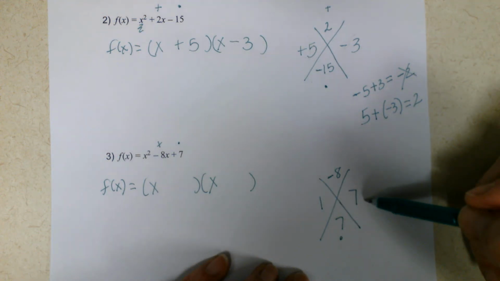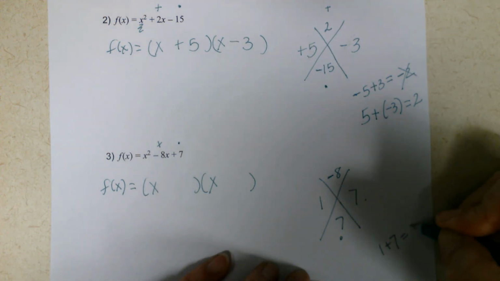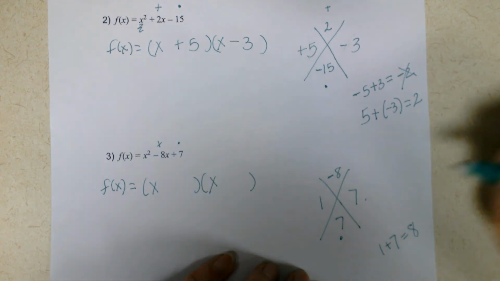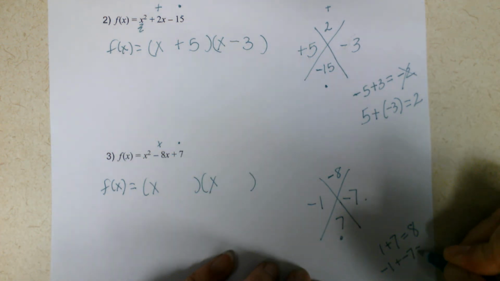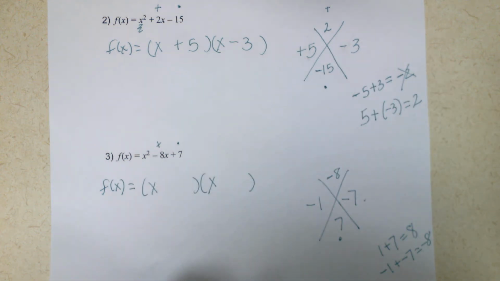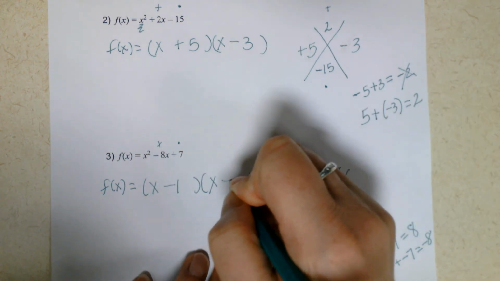So 1 times 7, positive. So 1 plus 7 is positive 8. Oh, you know what? Let's try negative 1 and negative 7. Negative 1 plus negative 7 gives us a negative 8. Woo-woo, that's it. Negative 1, negative 7.